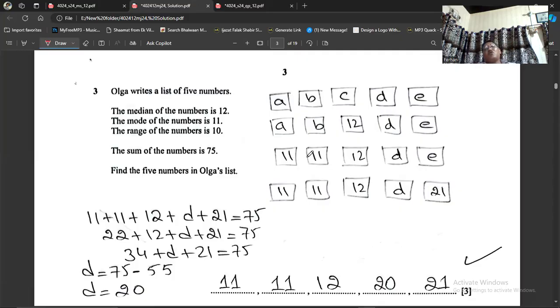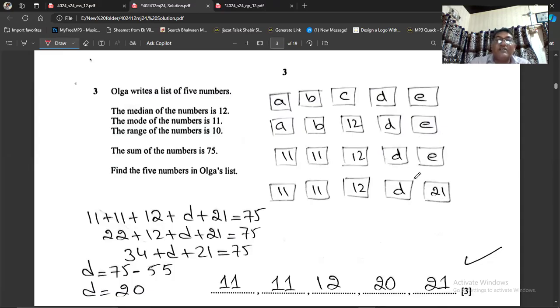Obviously there are more than 1 number, so because the mode is 11, 11 will be placed here. So A and B are 11, and I know these three numbers. Then he says that the range is 10. Range is 10 means that the difference between the largest number and the smallest number is 10. So if this is 11, the largest number will be 11 plus 10, so that will be 21.